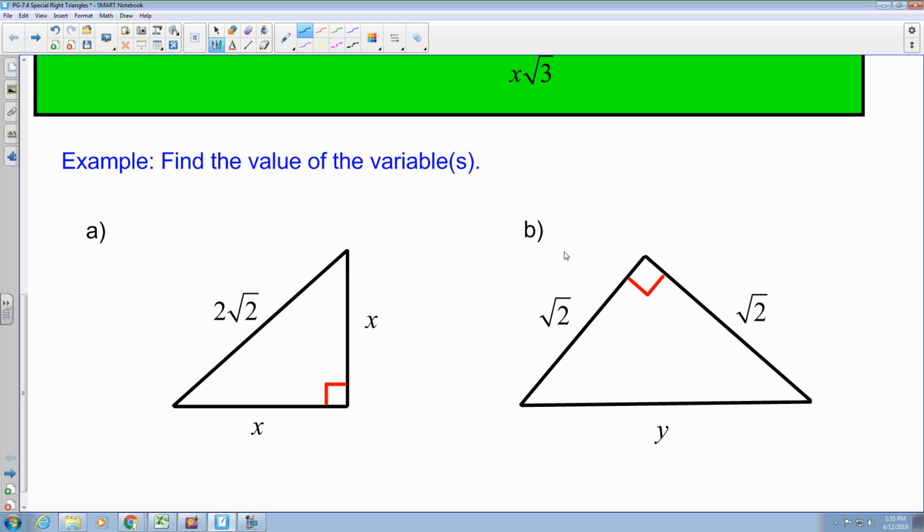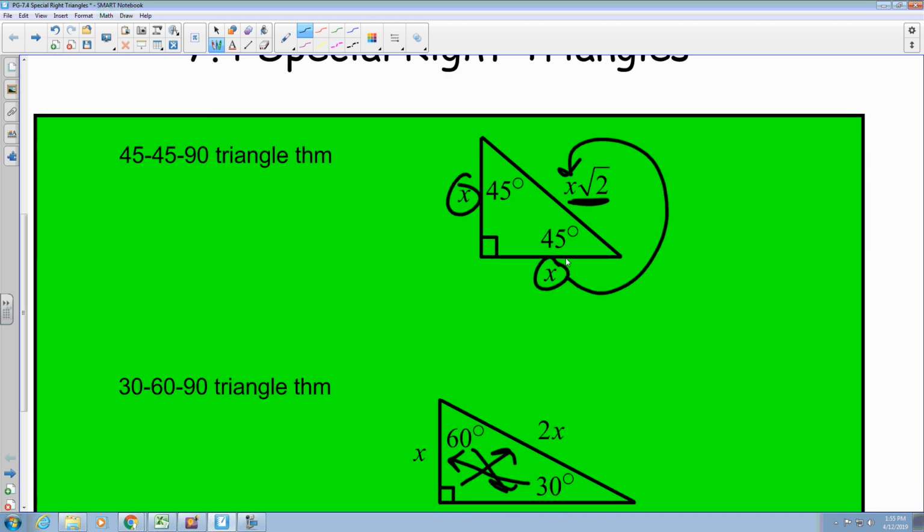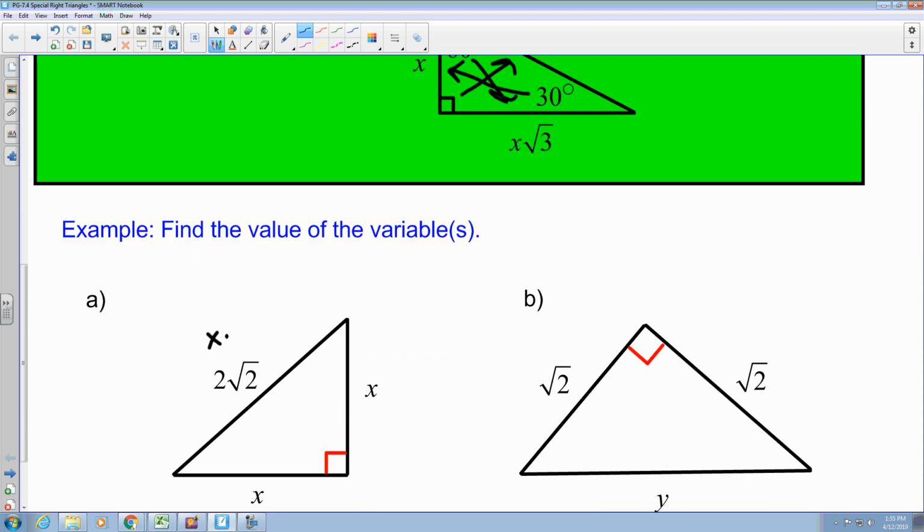So for example A we have here, what they tell us is the hypotenuse is 2 times the square root of 2. They want us to find the value of x. Well, if you notice here, in this one here is x times the square root of 2 when these are x. So if this portion right here is 2, that means that these two values here are also a value of 2.